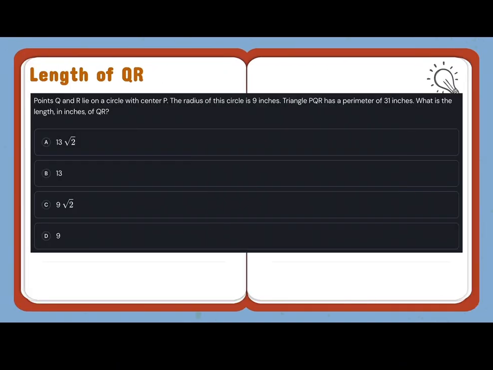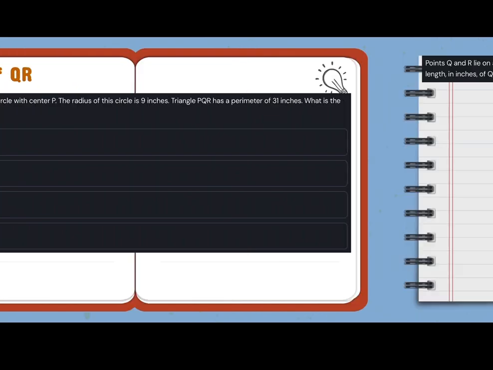Length of QR. Points Q and R lie on a circle with center P. The radius of the circle is 9 inches. Triangle QRP is inside of the circle, with points Q and R lying on the circle, and has a perimeter of 31 inches. What is the length of QR?